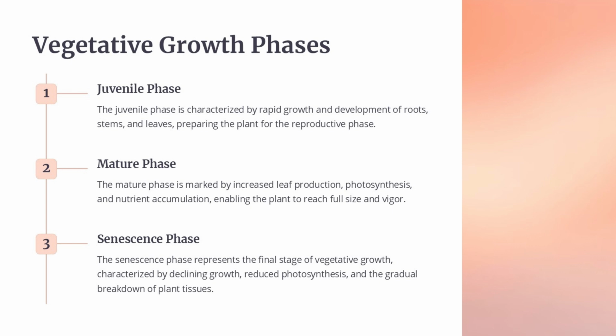During the mature phase, the plant increases leaf production, photosynthesis, and nutrient accumulation, allowing it to reach full size and vigor. The senescence phase represents the final stage of vegetative growth, with declining growth, reduced photosynthesis, and gradual breakdown of plant tissues. Understanding these growth phases is important for managing plant cultivation and optimizing productivity.